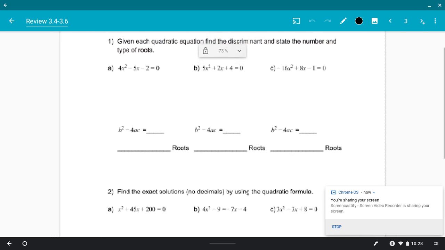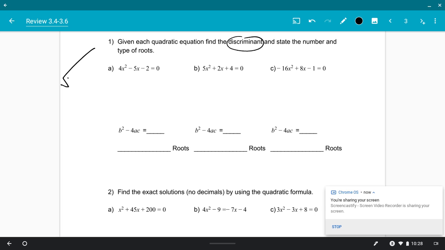I like this stuff. This is a fail-safe way to get your solutions if you're taking an ACT test or any sort of standardized test or timed situation. This is probably your quickest, most efficient way, in my opinion, if you can't factor it quickly. So, given each equation, find the discriminant. First of all, the discriminant is b squared minus 4ac. It's that little weird chunk of the quadratic formula.